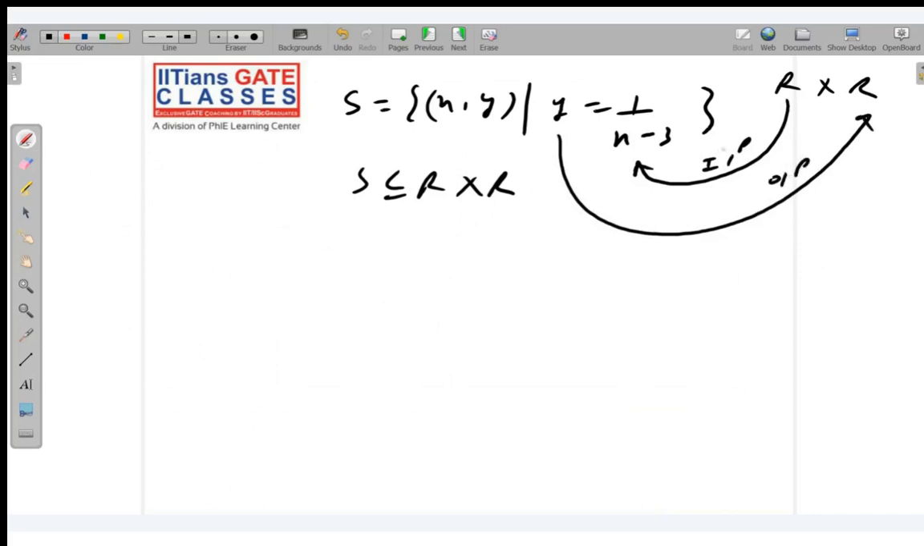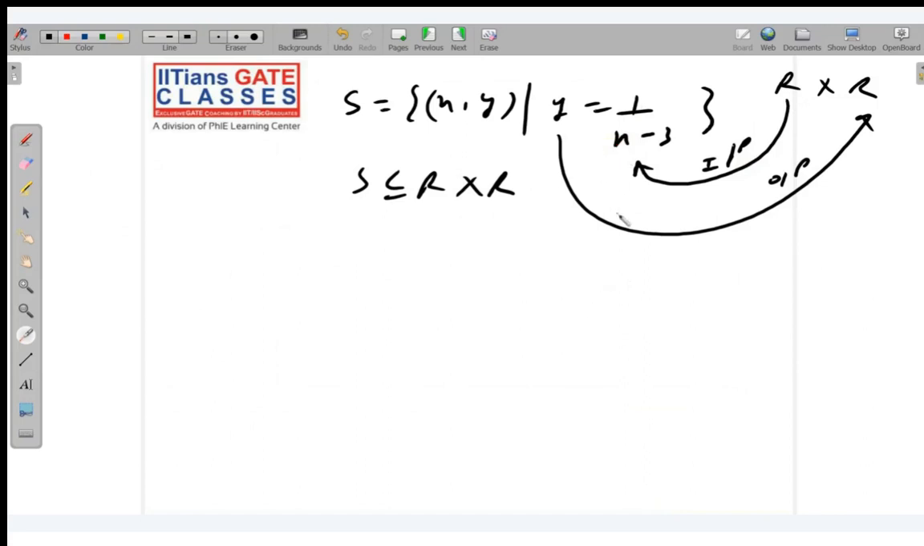So please tell me, can I put any value of X here? No. 3 I cannot put because 1 upon 0, oh sorry, we will get 1 upon 0. 1 upon 0 is not a real number. So I cannot input X to be 3. I cannot put X to be 3. Otherwise, I can put any value.